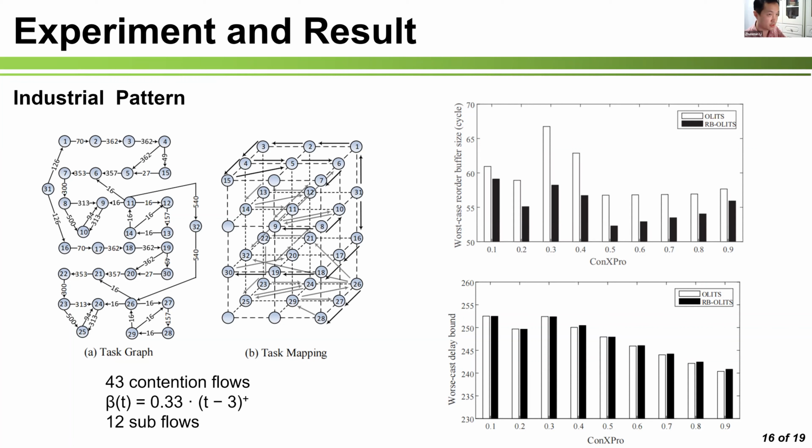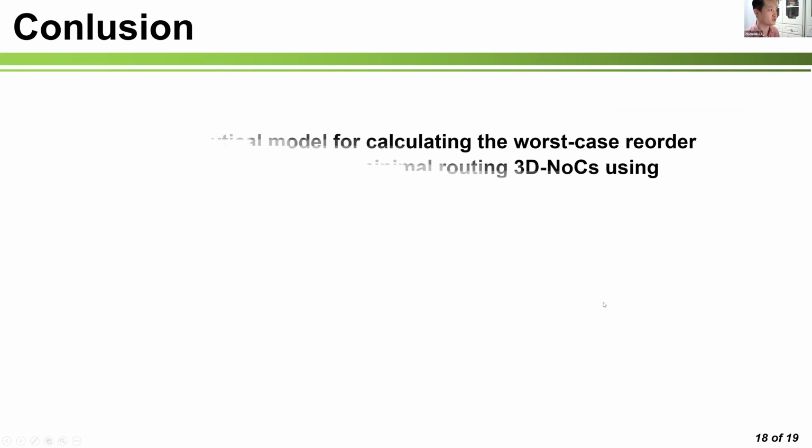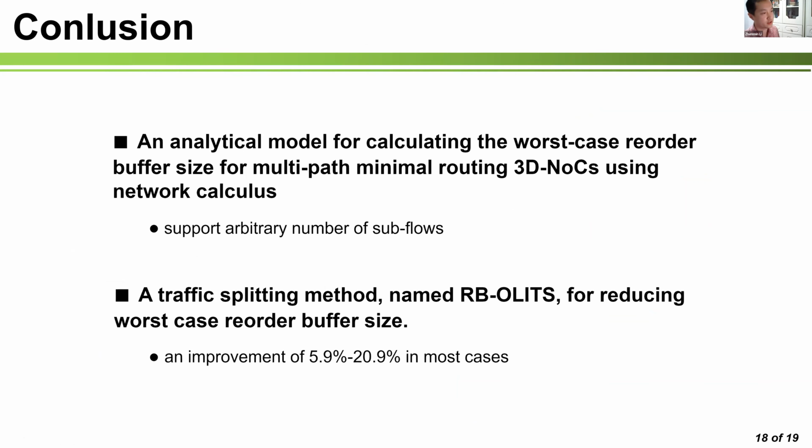And the result shows that we achieved 12.8% maximum improvement on worst case reorder buffer size using the RB-OLITS method. And on average, the improvement is 6.76%, while the worst case delay bound remains almost unchanged compared with the OLITS method. There is only 0.06% of difference.